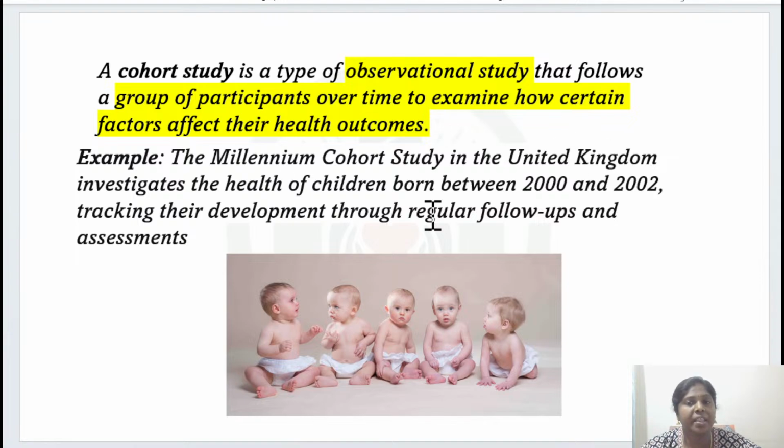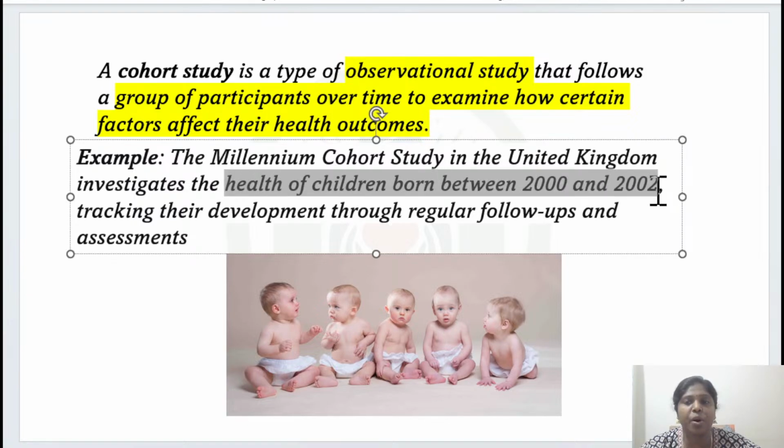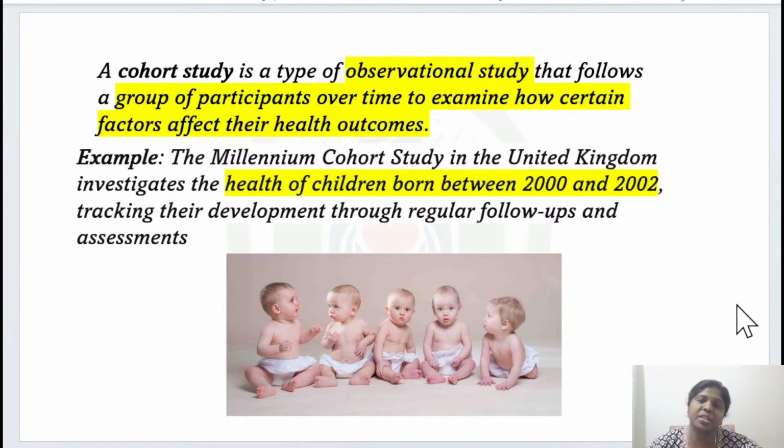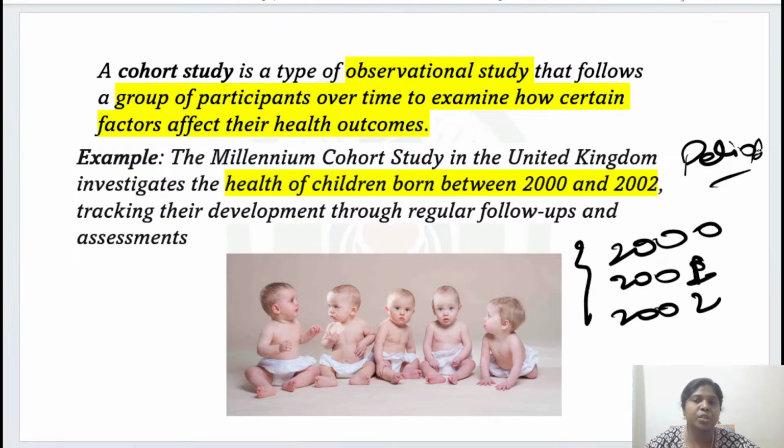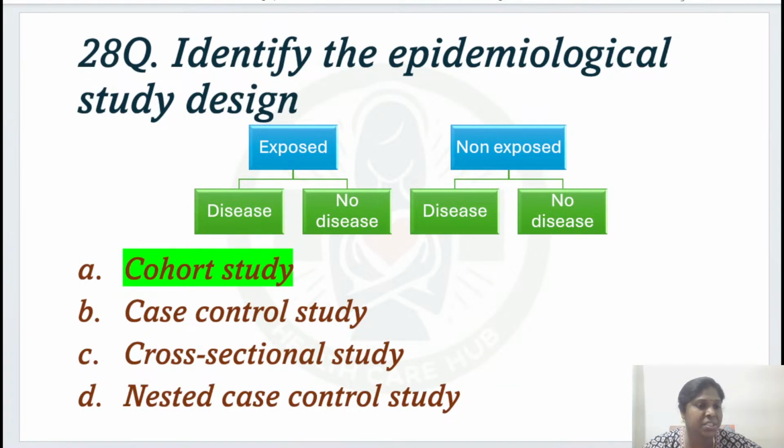For example, in the United Kingdom, in London, they have conducted a study to know the health of children who were born between the year 2000 and 2002. So, they did a study from the year 2000, 2001 and 2002, for a period of time. So, this kind of study is called the cohort study.